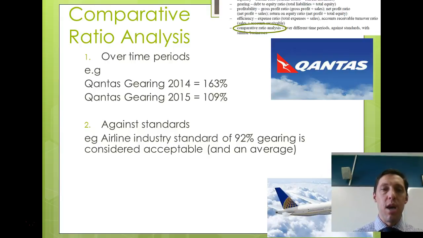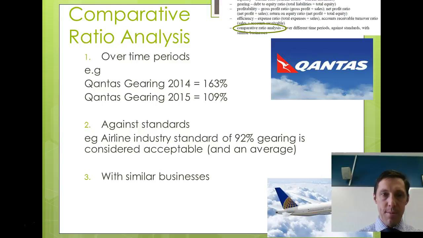And remembering that the higher the gearing ratio, it is considered that that business is operating at a higher level of risk, because they've chosen to take on more debt in relation to equity. So therefore, Qantas in that example, against standards, is definitely of a higher risk, but at least they have reduced the difference between their 2014 figure versus the standard and their 2015 figure versus the standard.